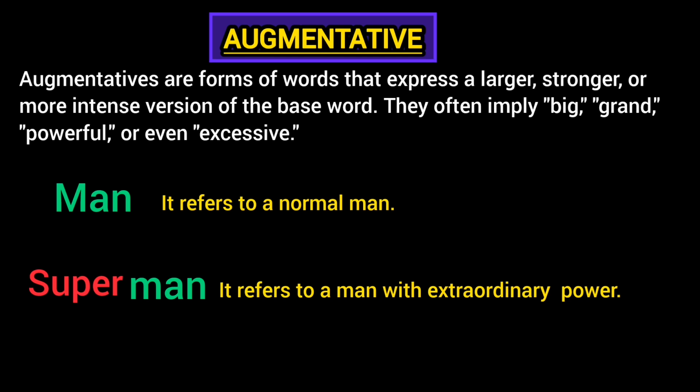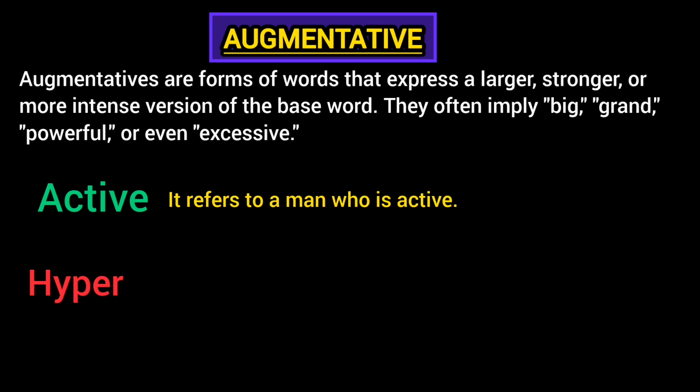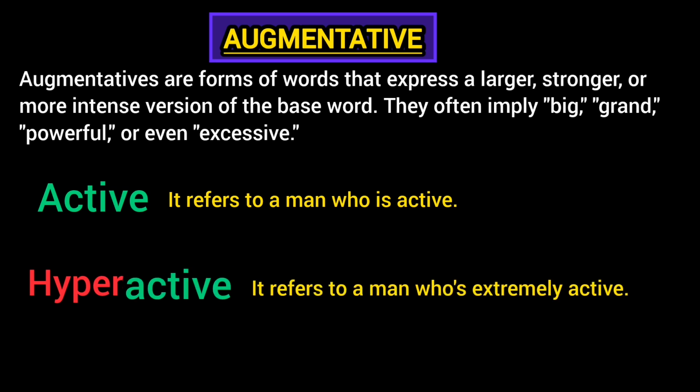Look at this last example, active. It refers to a person who is active, but if we add the prefix hyper, then it becomes hyperactive, which refers to a person who is extremely active. So you can see this prefix has also added a sense of intensity to the meaning of the word. As you have got the idea, when an affixation adds intensity it is called augmentative, and when it shows smallness or less intensity it is called diminutive in linguistics.